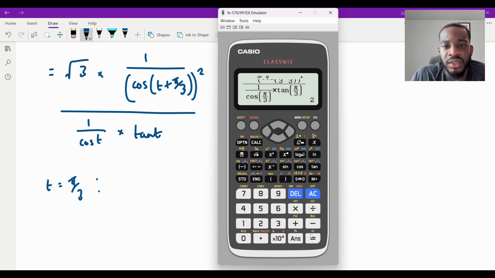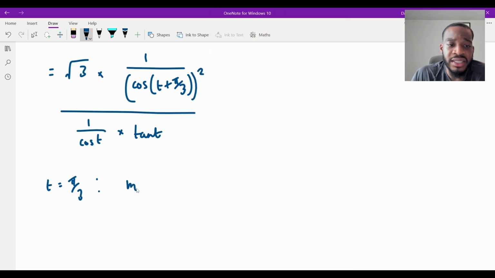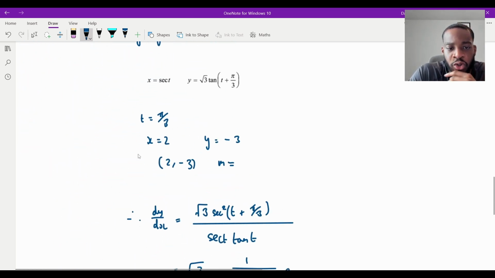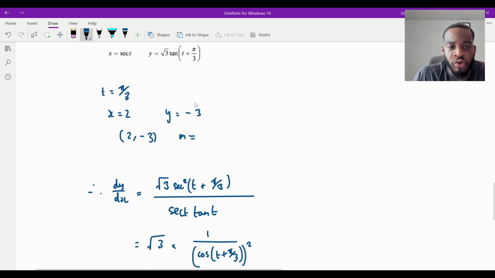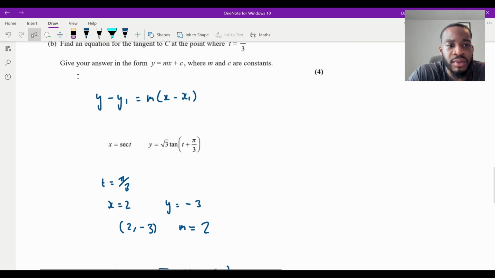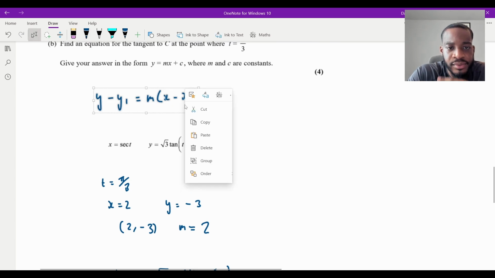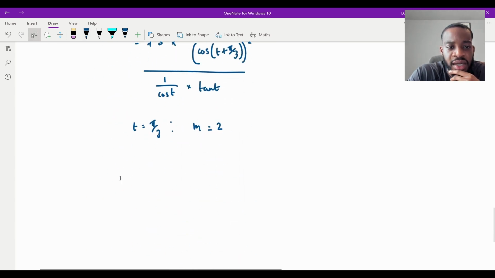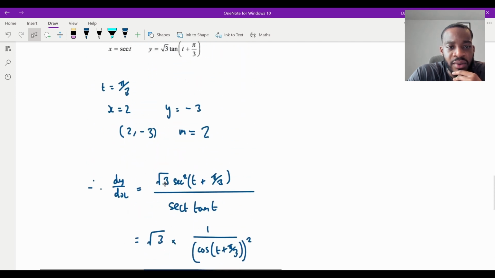So click equals now. I get 2, right? So m is equal to 2 when we plug in t equals pi over 3. And obviously just put that in your working out as well. So we now have everything we need, right? We've got the coordinate (2, -3). We've got the gradient, which was 2. We're just going to plug that into this equation here. So let me grab this one, and then I'll grab everything that we have, which is this.